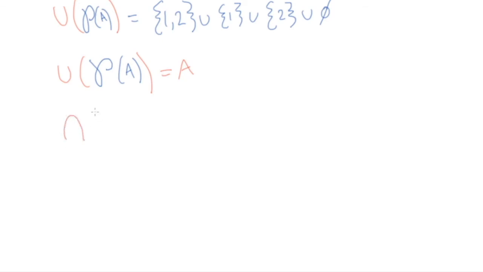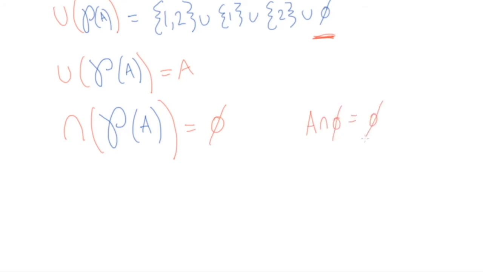So what would the intersection of the power set of A be? Well, it would always be the empty set. Why would it always be the empty set? Because the empty set is always a member. So if we take an intersection of anything with the empty set, we always end up with the empty set.